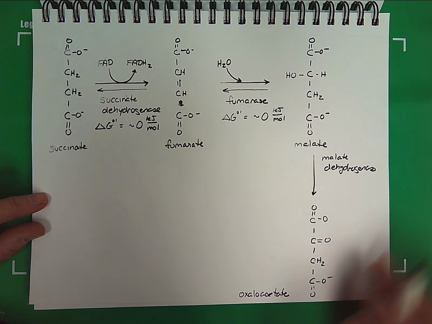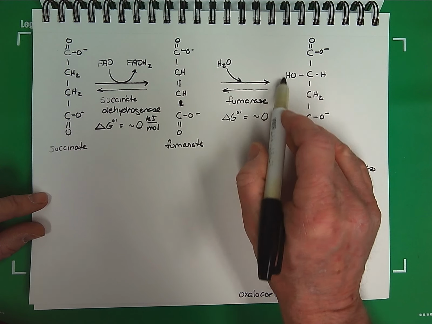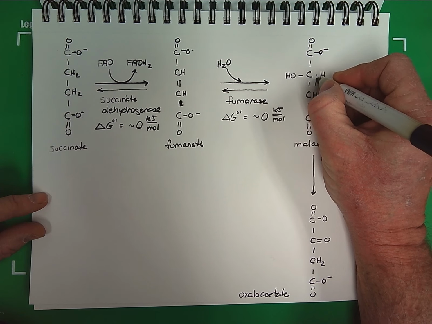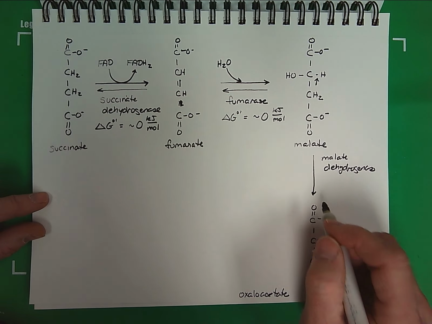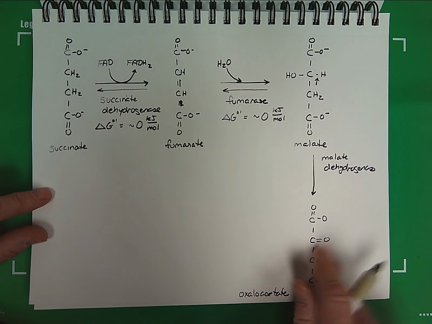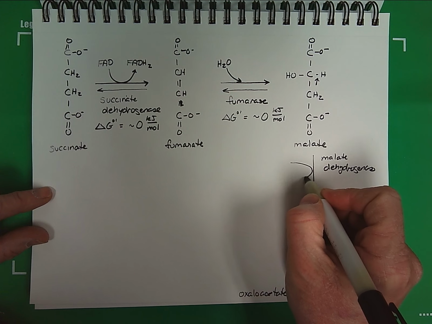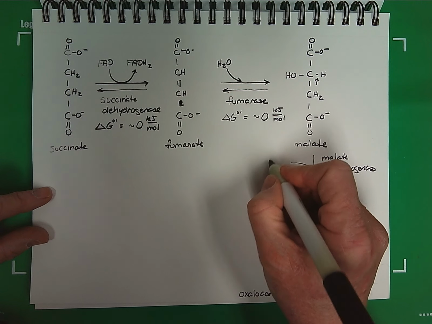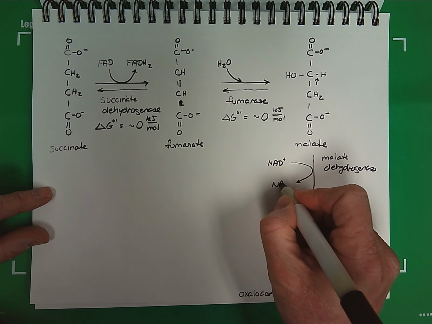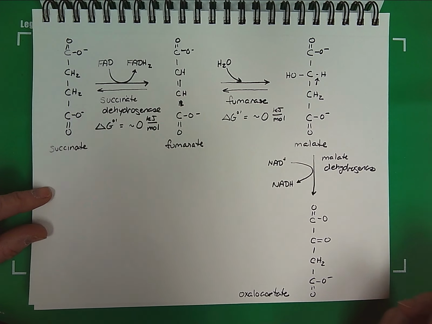So in order to transform malate into oxaloacetate, we are going to simply oxidize this carbon. And we are going to be grabbing these 2 electrons and turning this alcohol into a ketone. So in order to do our redox reaction, we need a place to put the electrons. And of course, we are going to place those on NAD to make NADH.